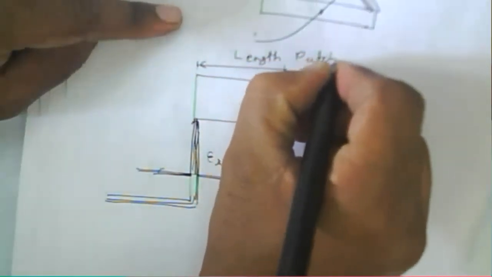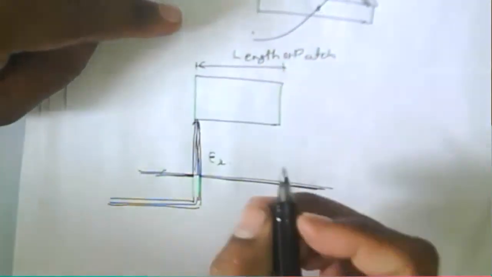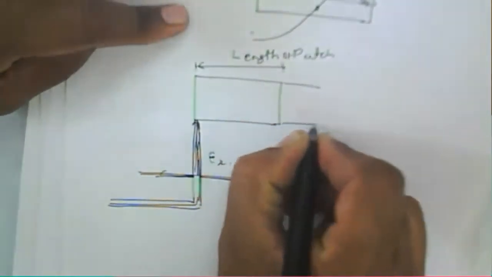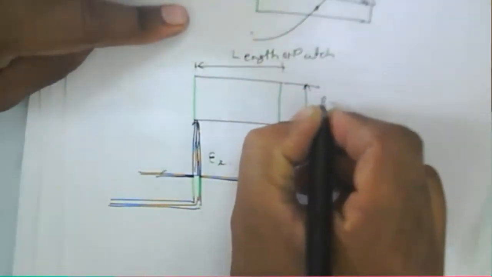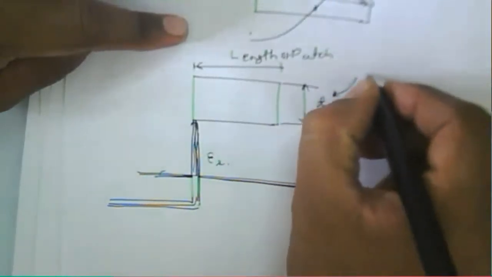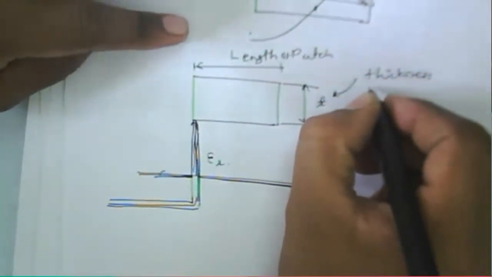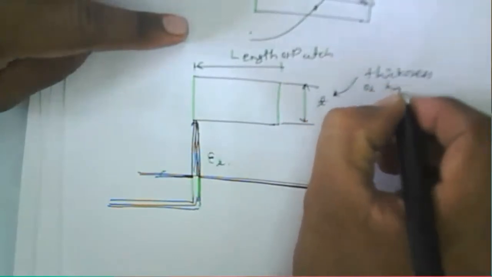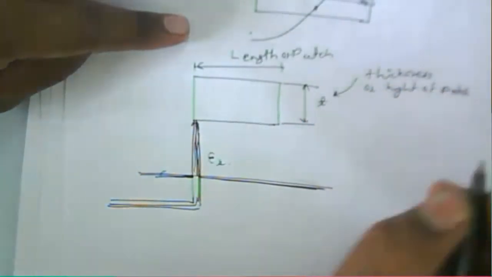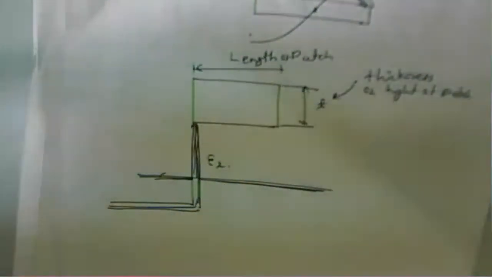Okay, this is the length of the patch. And for this patch antenna, this one is nothing but the thickness, or you can say the height of the patch. So it is nothing but a thickness or a height of the given patch.